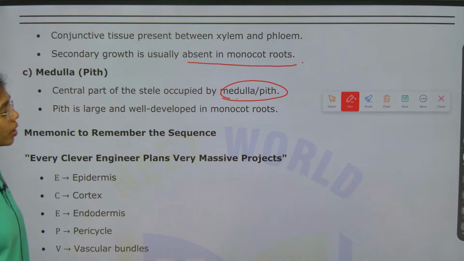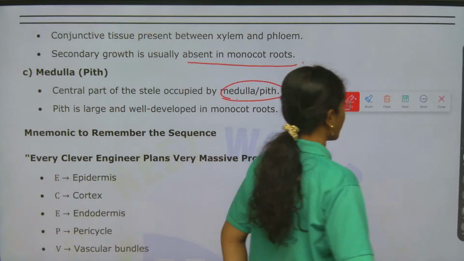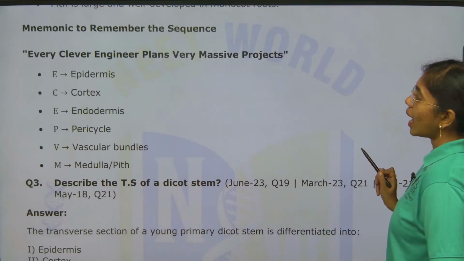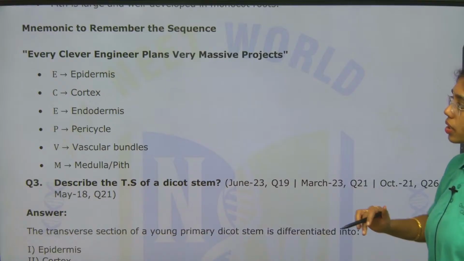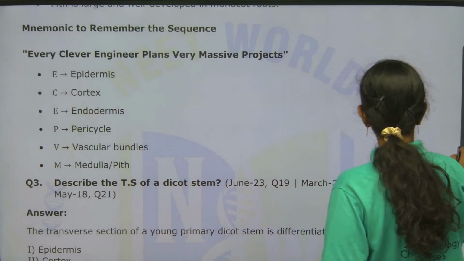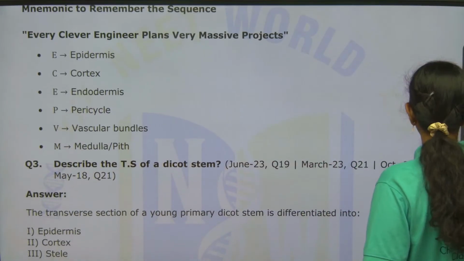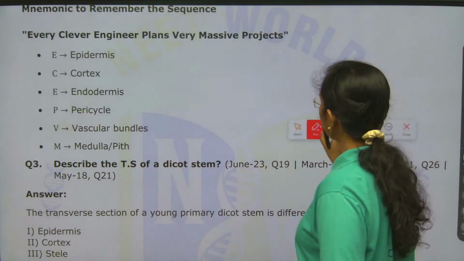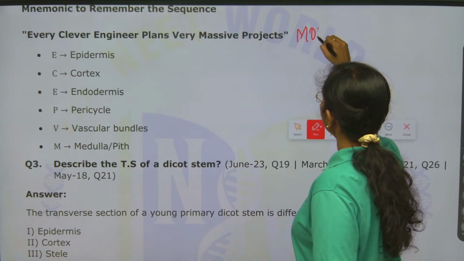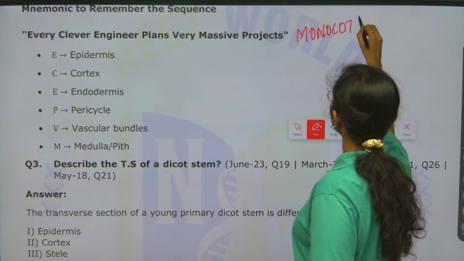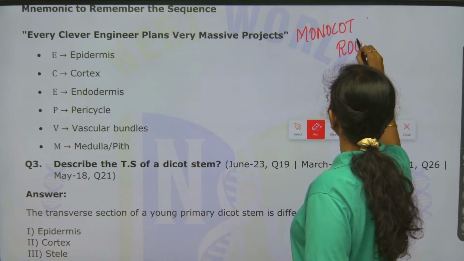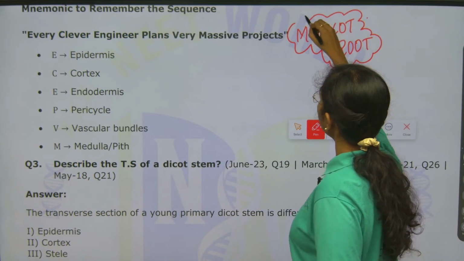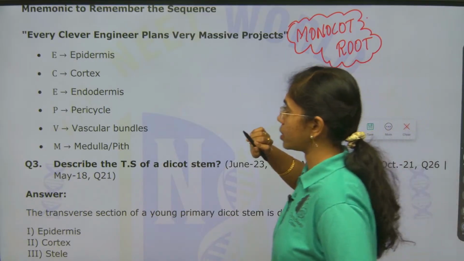So, the best mnemonic to remember the sequence, to present the answer in a sequential manner, is: Every clever engineer plans very massive project, where E stands for epidermis. For the monocot root, to describe it in a sequential pattern, remember this mnemonic and you can easily present the answer.